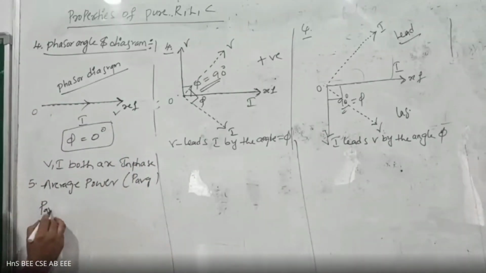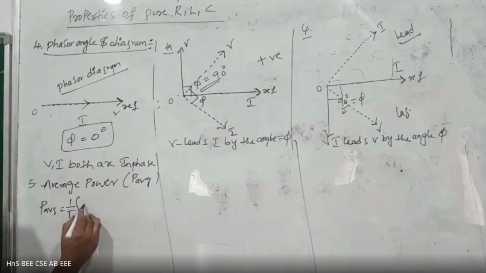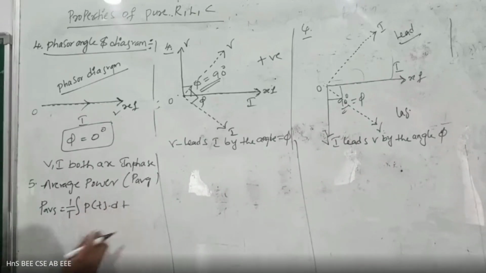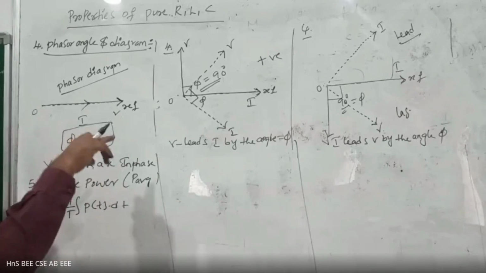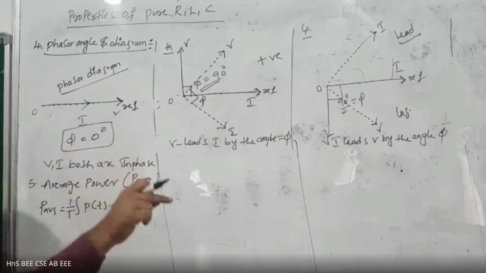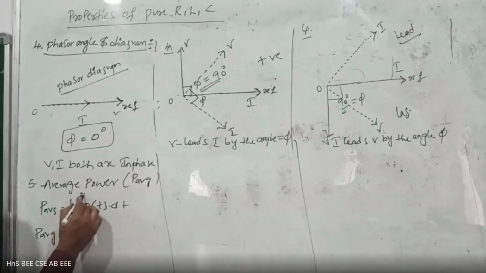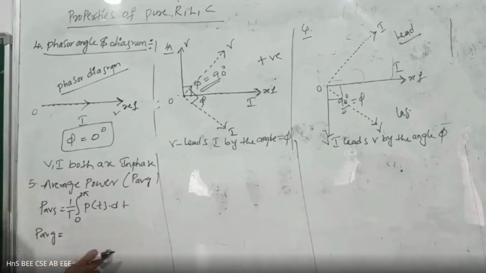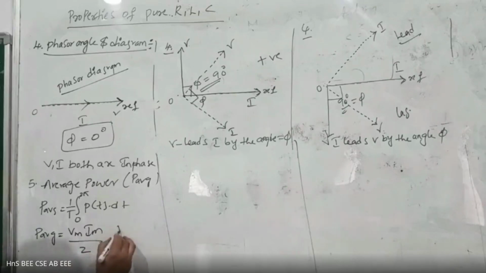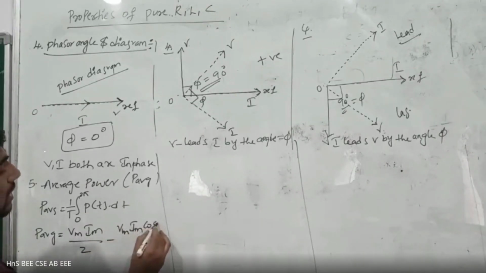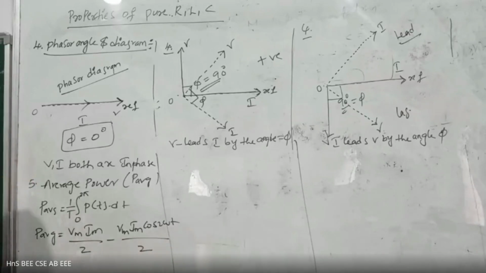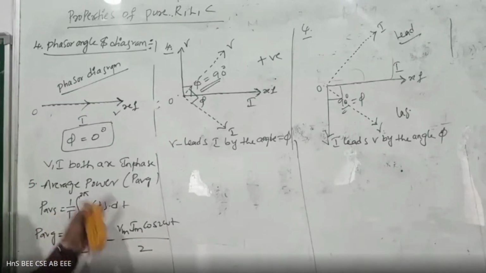P average equal to 1 by T integration of P of t dt. You need to write the formula for power. From the second step, you already know the power formula. Substitute that P of t with limits 0 to 2 pi, 1 by 2 pi, then you can get the answer. That answer is Vm Im by 2 minus Vm Im cos 2 omega t by 2. This is the final answer after completion of the total.